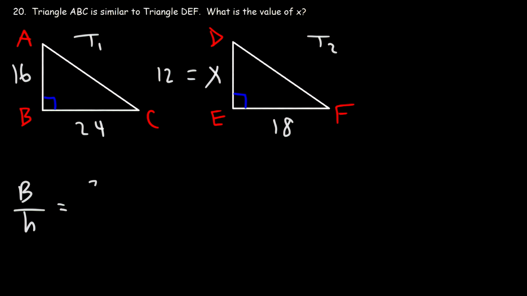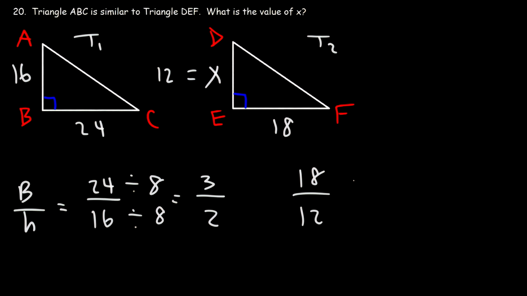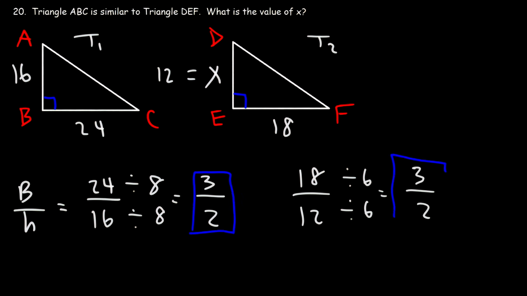So the base of the first triangle is 24. The height is 16. To reduce the fraction, we could divide the top number and the bottom number by 8. 24 divided by 8 is 3. 16 divided by 8 is 2. Now let's do the same thing for triangle 2. The base is 18. The height is 12. 18 and 12 are divisible by 6. 18 divided by 6 is 3. 12 divided by 6 is 2. So as we can see, the ratios of the base to the height of each triangle is the same when x is 12. And so this value makes the two triangles similar to each other. So that's how we know that the answer is indeed correct.